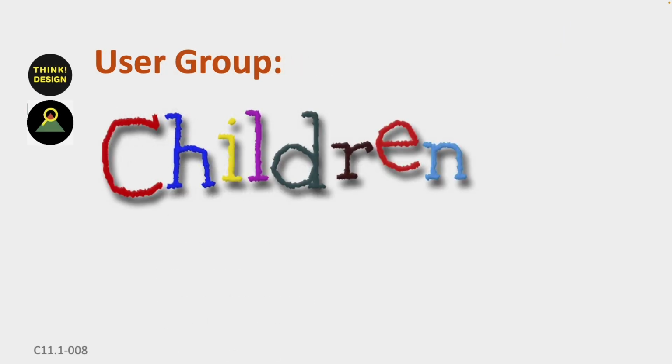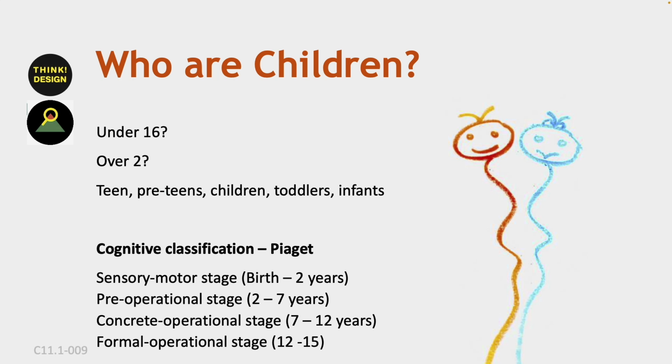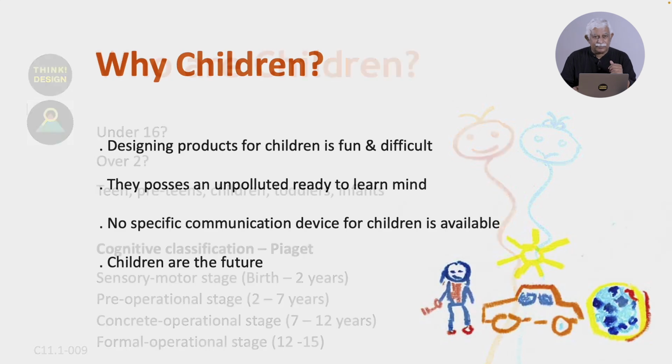They took children as the user group, and so they had to decide which age group of children. They also looked at Piaget's cognitive classifications according to different age groups: the sensorimotor stage, pre-operational stage, concrete operational stage, and formal operational stage, as the age increases.